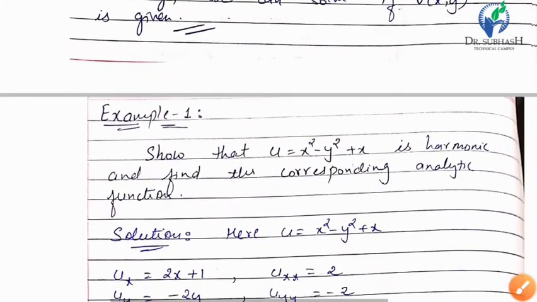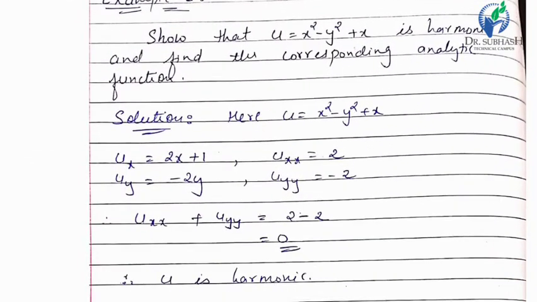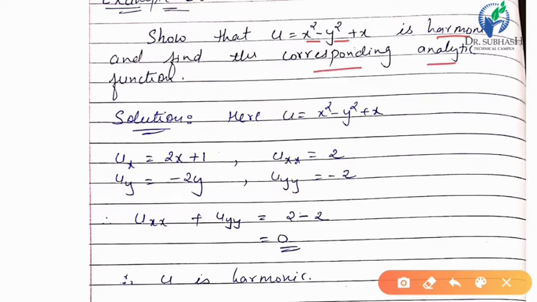Let us look at some examples. Show that u equal to x square minus y square plus x is harmonic and find the corresponding analytic function. First we have to prove that this given u function is harmonic. So first we find ux, we differentiate u with respect to x, so I get 2x plus 1. For uy I will get minus 2y, it is simple differentiation.